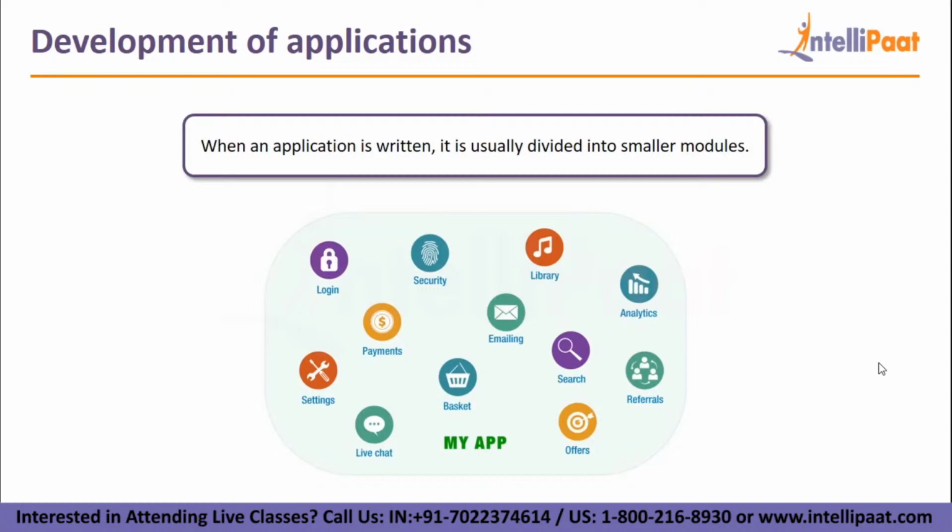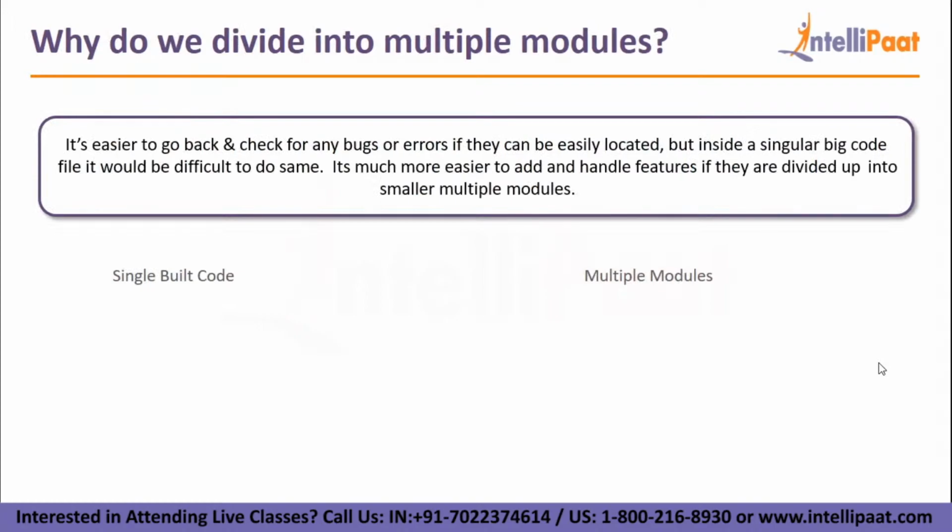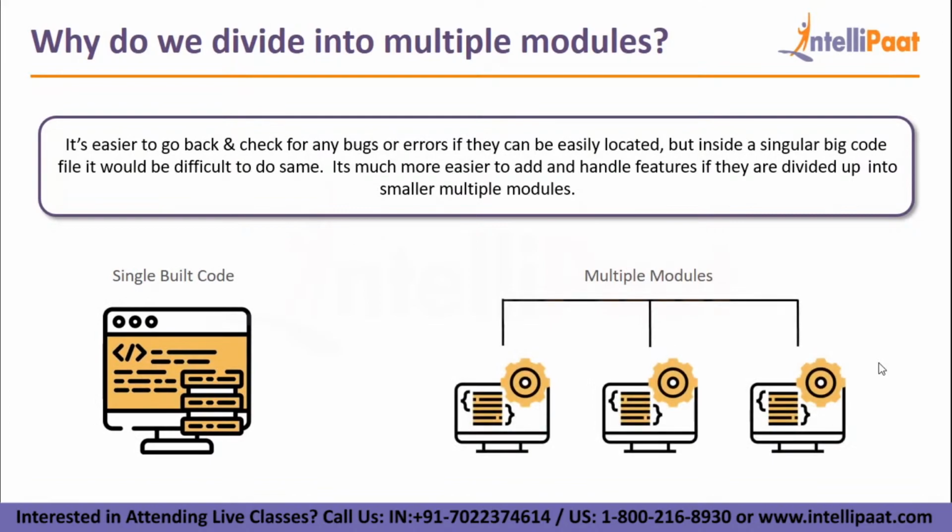Now that you have decided what will be needed in your app, you will move forward to see what kind of structure you will use to build this app. You can go two ways with this. You can either have a single build code or you can have multiple modules for the app. It's easy to go back and check for any bugs or errors if they can be easily located, but inside a singular build code file, it would be difficult to do the same. It's much easier to add and handle features if they divide it up into smaller multiple modules.